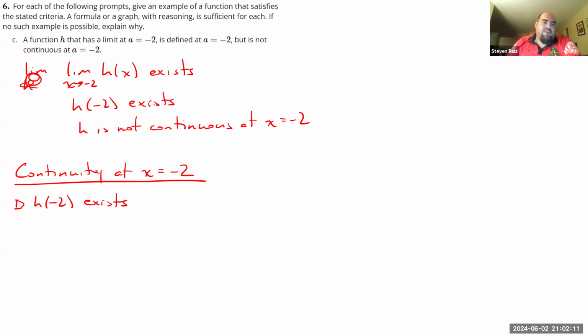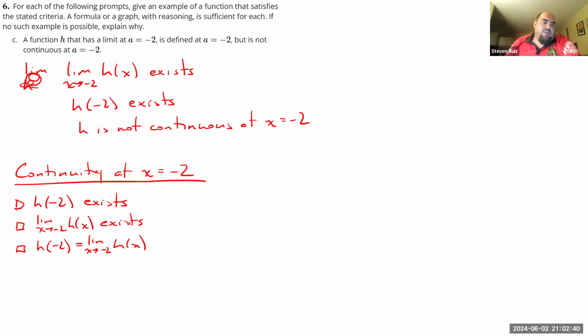We have that, we agree there. We also have to have that the limit as x approaches -2 of h of x exists. We also have that. But in the definition of continuity, we have to have that those two things agree. h of -2 equals the limit as x approaches -2 of h of x. But that's the thing we cannot have. So that's where we differ.